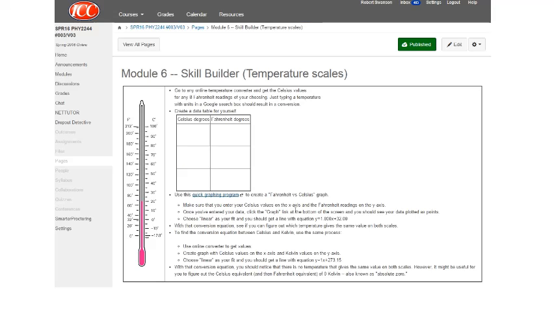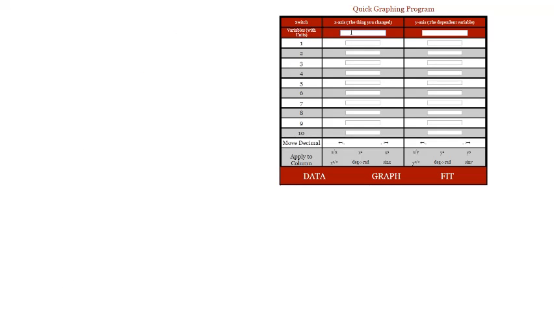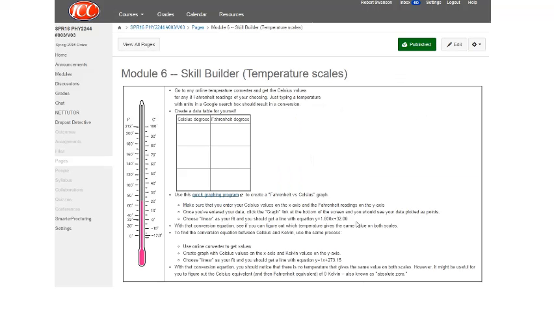So notice that the instructions tell you to graph your Celsius values on the x-axis and your Fahrenheit readings on the y-axis. So make sure you put your Celsius on the x-axis and your Fahrenheit on the y-axis, and then just graph it. And it should wind up being a linear relationship, as the instructions mention.